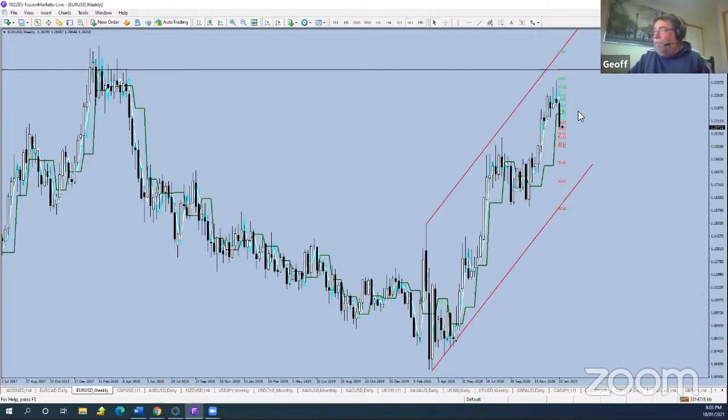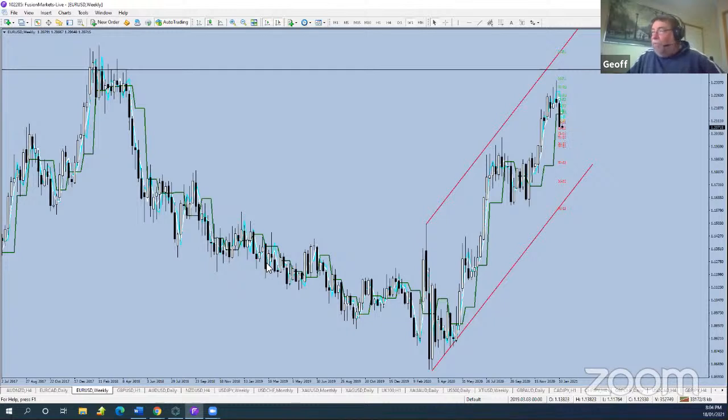So it's a little bit tough for me now to be saying, okay, jump in short, and I wouldn't do that. But I'd need a nice little tweezer top sitting here, no question. A lower high here would get me interested, but I certainly wouldn't be trading any black bars at the moment. I don't think that's the way to go for me.